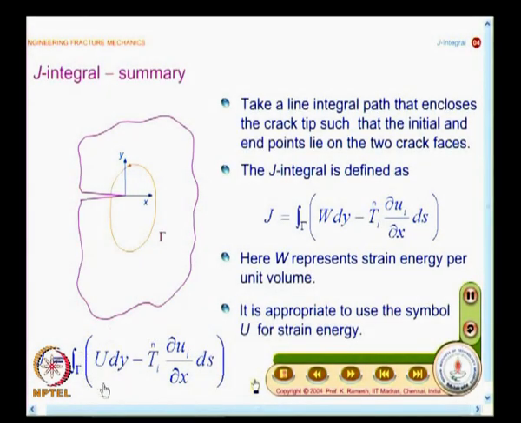And for you to understand this expression better, we need to take up a known problem and evaluate the energy. Then you will know how to identify the interplay of these terms. And the contour can be anything, it can follow the boundary of the object also. Any contour that encloses the crack tip, starts from one crack face, ends in the other crack face, that is the only requirement.